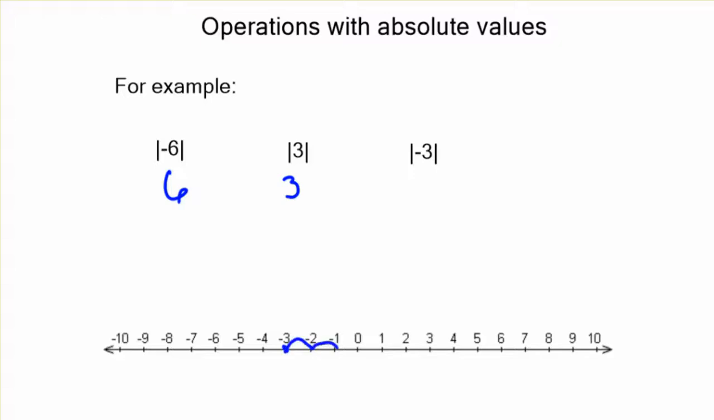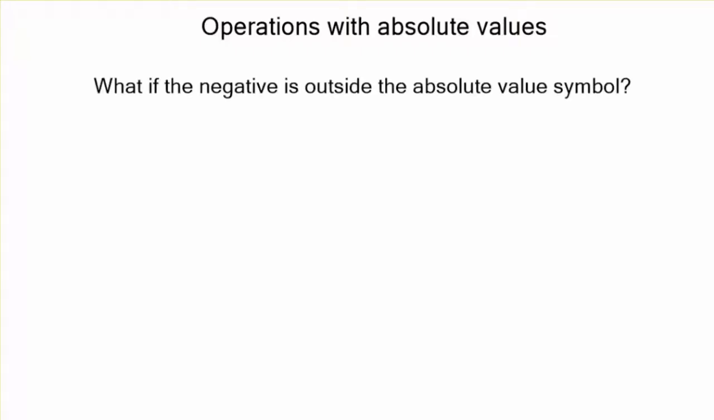-3. Absolute value is going to be +3. You notice we're just taking away our negative signs. And the absolute value of -1.42 is about there. That's positive 1.42. Very simple, just taking away the negative sign. It's distance from 0. But what happens if the negative is on the outside of the absolute value symbol?